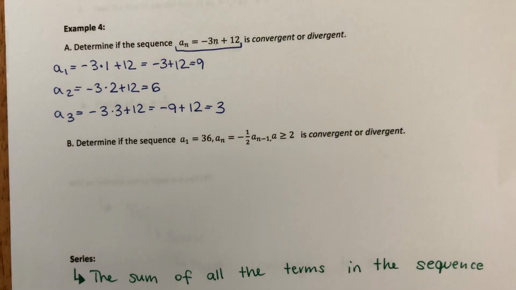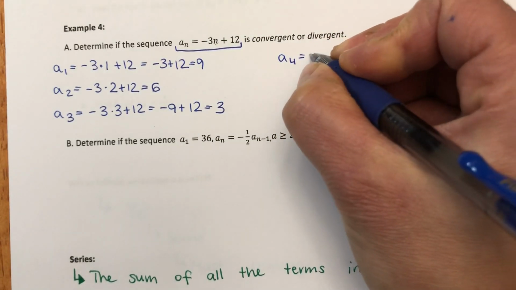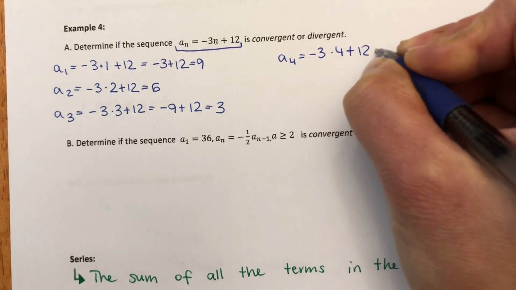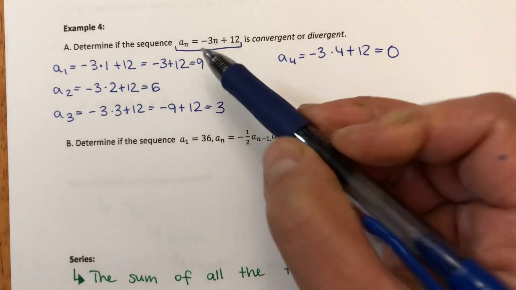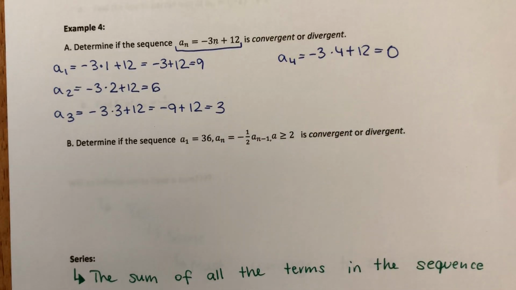And we see that this pattern is going to continue. If you are not positive, let's do one more. The fourth term would be negative 3 times 4 plus 12. Negative 12 plus 12 is 0. And look at this, 9, 6, 3, 0. I am assuming that the next numbers are going to be negative 3, negative 6, and so on. So it's going to go towards negative infinity.